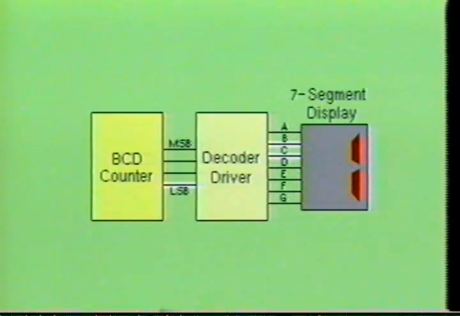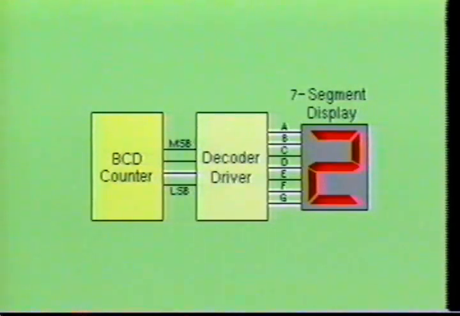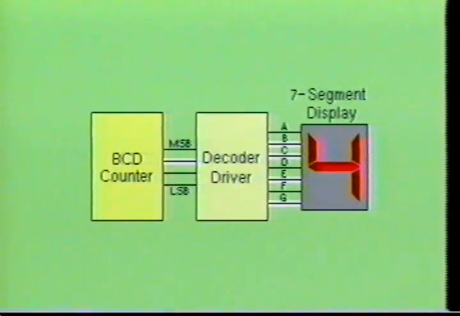As you can see, by controlling the counter integrated circuit and using the decoder driver IC to decode the output from the counter and drive the 7-segment display, a simple circuit can be built which will count from 0 to 9.